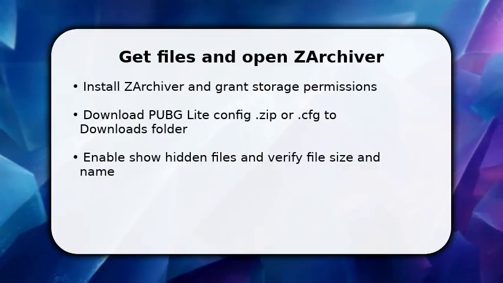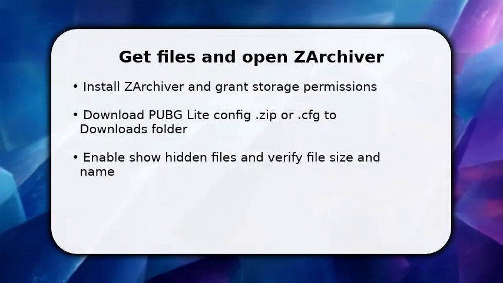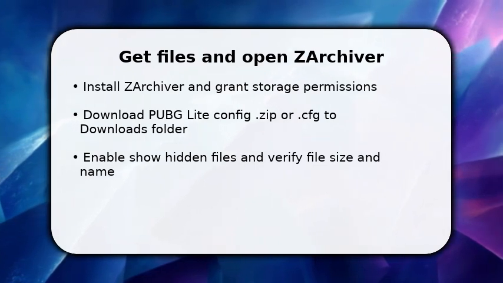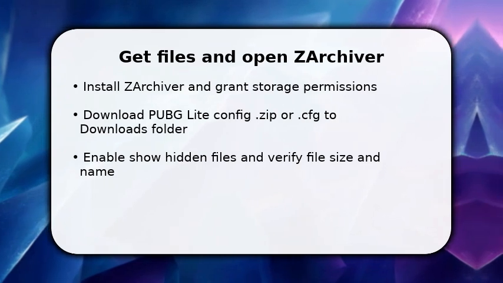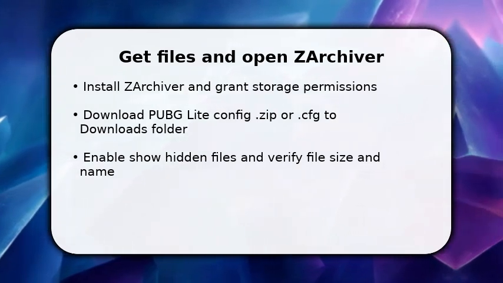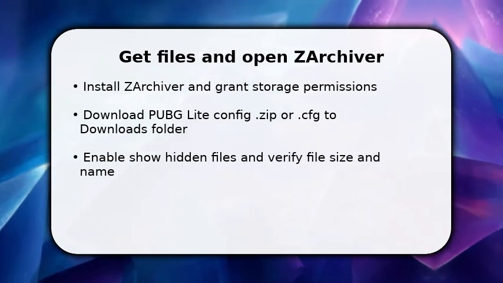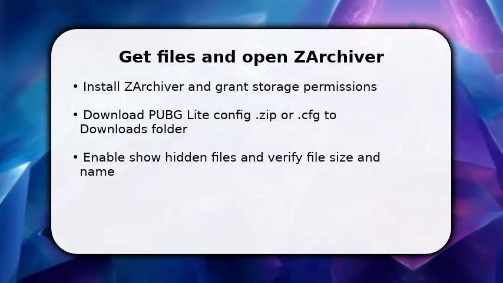Enjoy the video. You start by preparing assets and tools. Open ZArchiver after granting storage permission so it can modify game folders. Once done, locate the downloaded PUBG Lite config archive in Downloads and tap it to view contents. This prevents accidental wrong file moves.